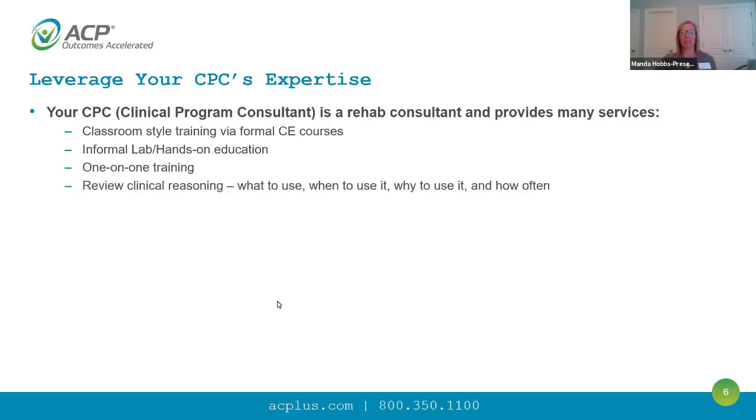Reviewing clinical reasoning. This is something that I know I do as a consultant all the time. We're telling them what to use, when to use it, how often, but most importantly, why to use it, right? So making sure that they really appreciate that physiological benefit, that clinical value that it's providing for their patients. That's really important.